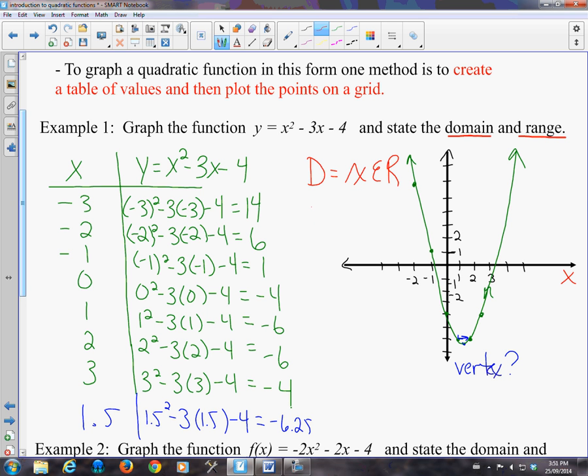The range is all our y numbers. So if I look at my y-axis, the graph starts right here, and then it gets bigger. So right there is our vertex. So our y numbers are bigger than or equal to negative 6.25. There's our range.